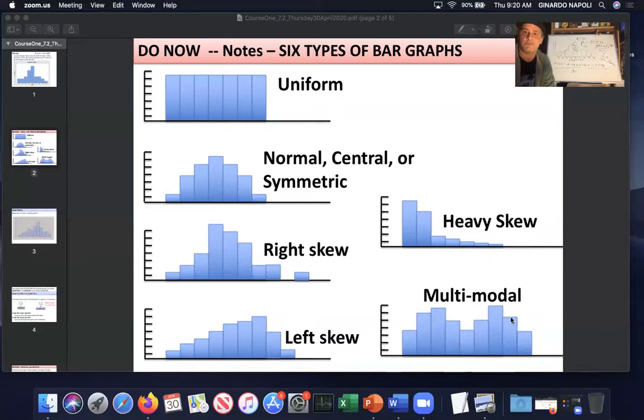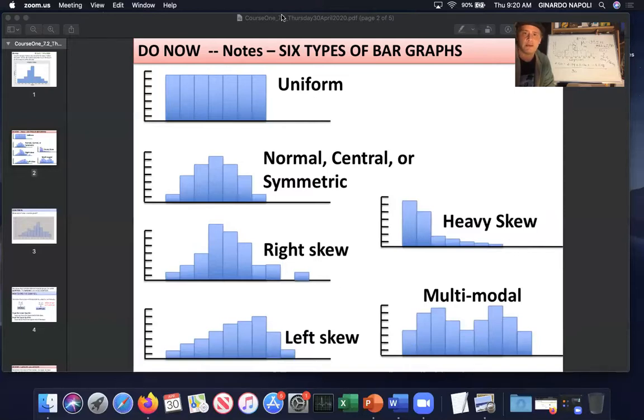Sometimes you can have four or five different modes, especially in finance, right? You might have some low-end cap stocks and then some mid-range cap stocks and some upper-range cap stocks. And so that's where you might have more than two or three or four modes.